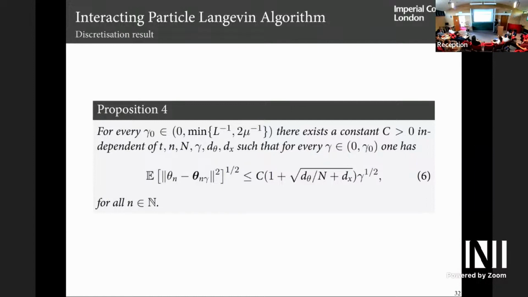You have a square root of gamma discretization error, right? Standard rate again. And again, you can see the terms are similar. We have one d_theta over n term and one d_x term. And this C is not explicit here, but it is explicit in the paper somewhere in the appendix, and it's independent of everything you would care about, right? So there is no hidden dependence on anything there.